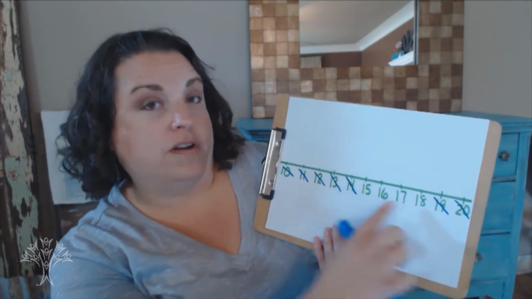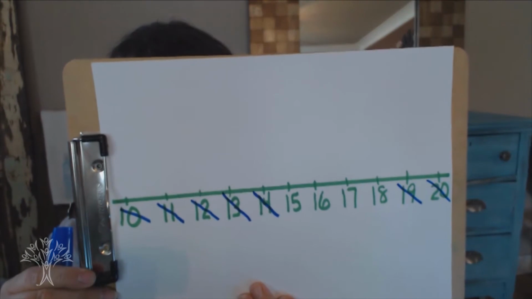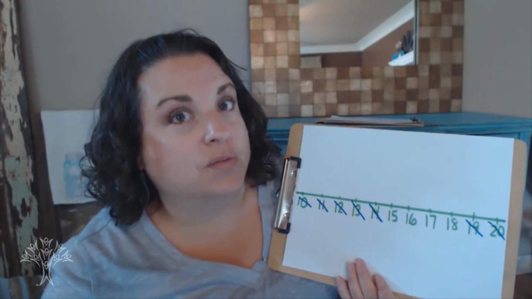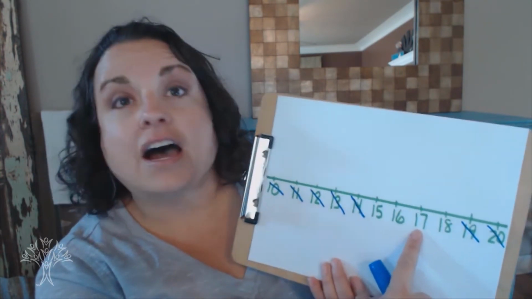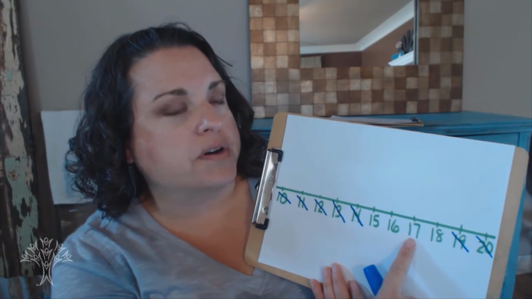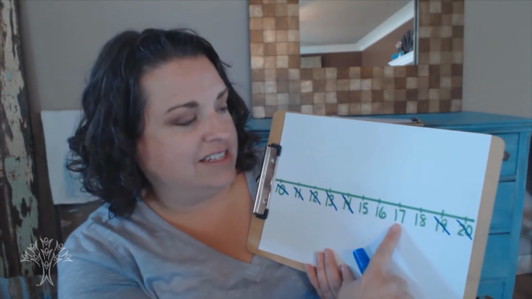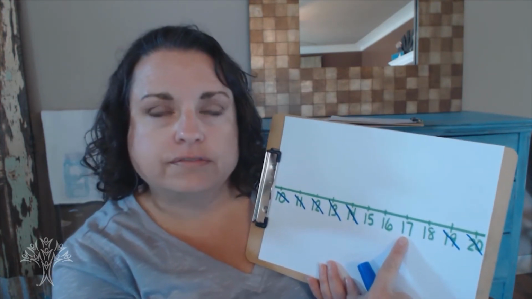There's just 4 more numbers left. Which number do you think it is? I heard someone guess 17. I'm going to tell you that my number that you're trying to guess is less than 17. So, what numbers can I cross off?